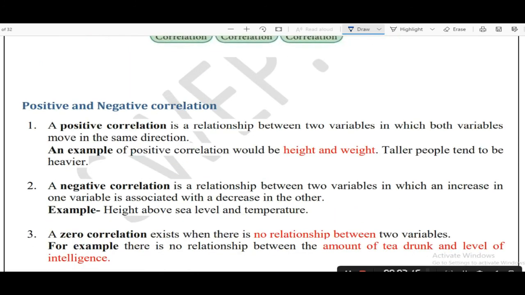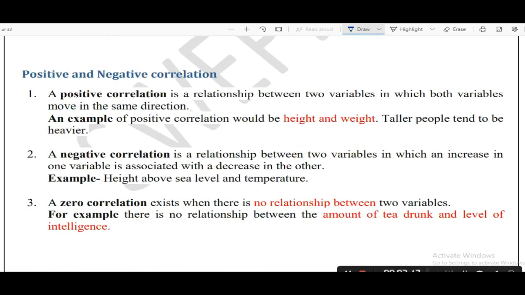The first is the positive and the negative correlation. Positive correlation is the correlation between two variables in which both variables move in the same direction. When both variables move in the same direction, that is called positive. For example, weight and height. Taller people tend to be heavier, they have more weight. So that is an example of positive correlation.